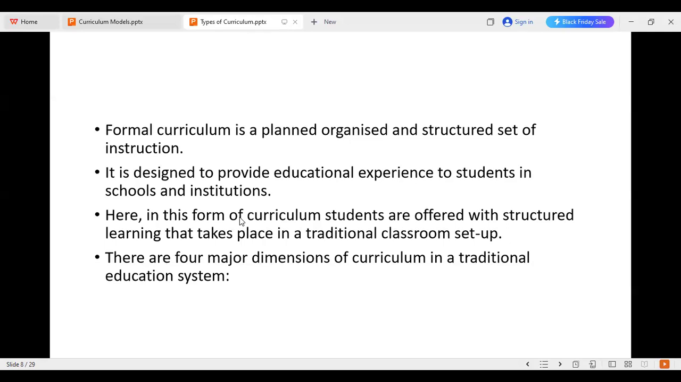Here is this form of curriculum students are offered with structured learning. Another thing I forgot to say: immediately the government gave grants, money to the schools. They identified it as quality input in order to improve the teaching-learning process.